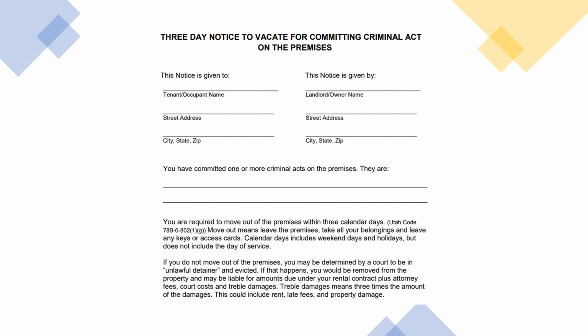This notice is a 3-day notice to vacate for committing criminal acts on the premises. This notice would be used in a situation where a criminal act happened on the premises. Only use this criminal act on the premises notice if the action did not rise to the level of a nuisance. If the criminal activity affected a neighbor or other people on the property, you should use a nuisance notice instead of the committing criminal act on the premises notice.